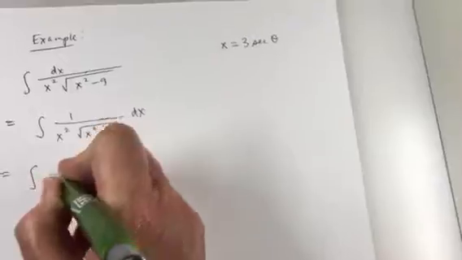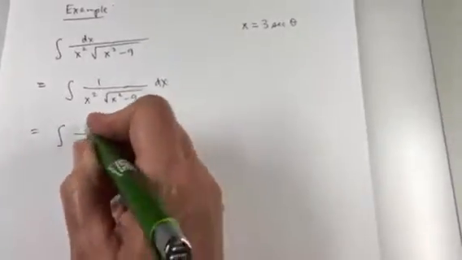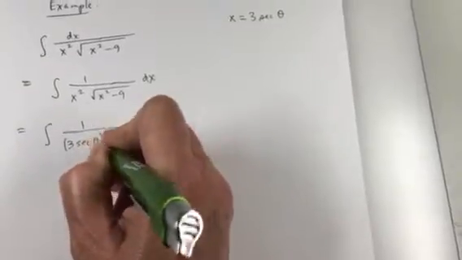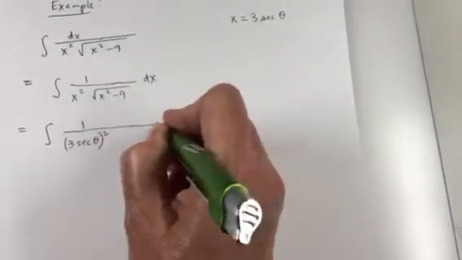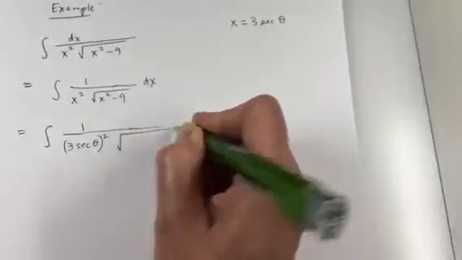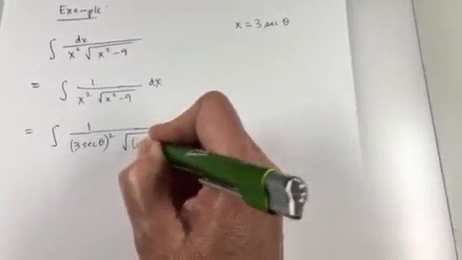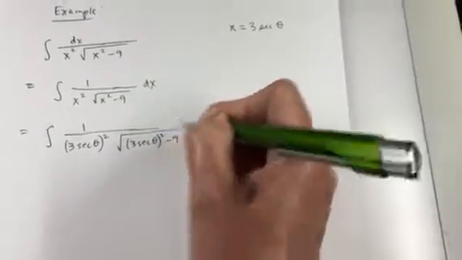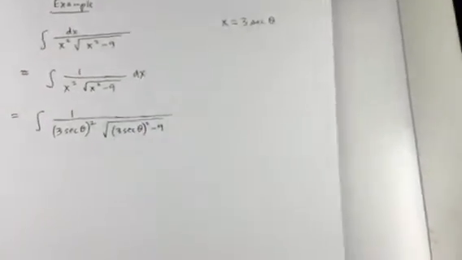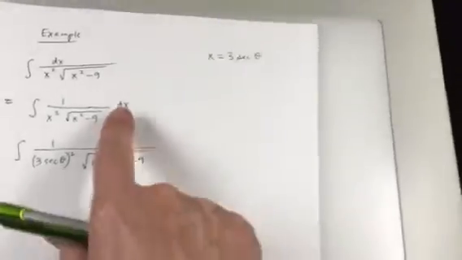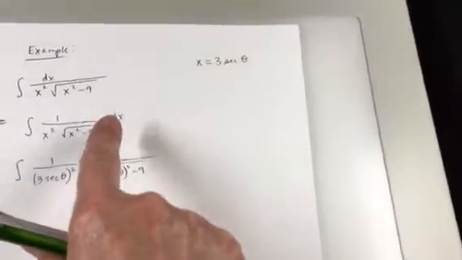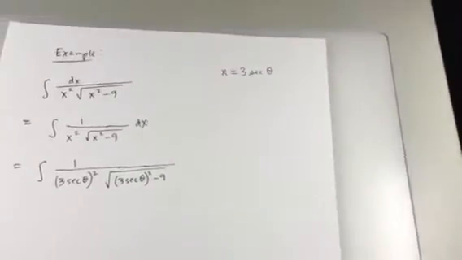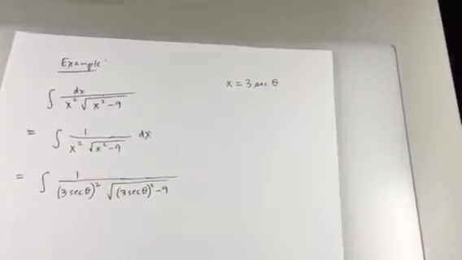So I got the integral of 1 over, now I got x squared, so that's 3 secant theta, I'll put the square on the outside. Under the square root, that's the square root of 3 secant theta squared minus 9. And I need a comment on this dx. This is one of the most common mistakes students make in this problem. They forget you have to address the dx.